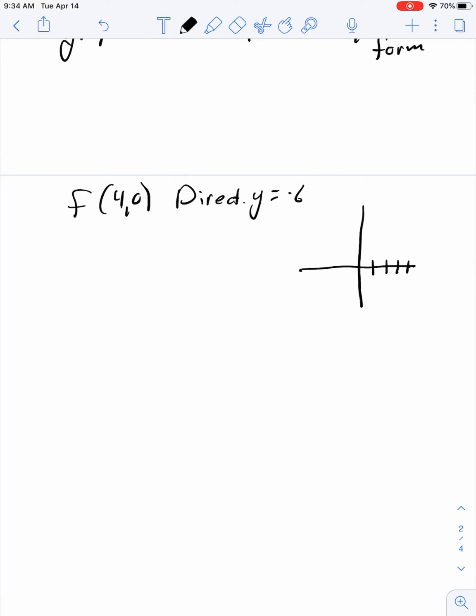1, 2, 3, 4, and this is y equals -6. So 1, 2, 3, 4, 5, -6.